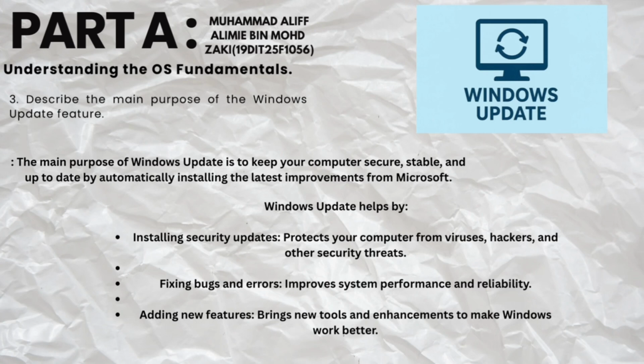Windows Update helps by, the first point, installing security updates, which can protect your computer from viruses, hackers, and other security threats. Second, fixing bugs and errors, which can improve system performance and reliability. Lastly, adding new features, which can bring new tools and enhancements to make Windows work better.